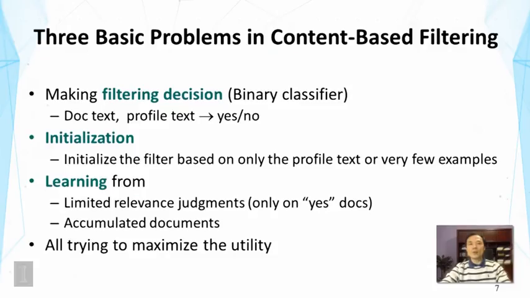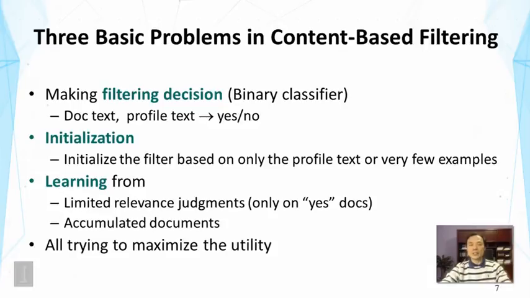The 3 basic problems in content-based filtering are the following. First, it has to make a filtering decision. So it has to be a binary decision maker, a binary classifier. Given a text document and a profile description of the user, it has to say yes or no, whether this document should be delivered or not. So that's a decision module.